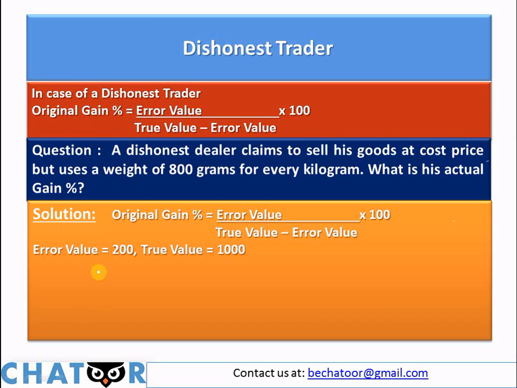So let us now calculate gain percent. Gain percent would be equal to error value, which is 200, upon true value minus error value, which is 1000 minus 200, into 100. This is equal to 200 upon 800 into 100. So this is by 4 and this is going to be cut by 25. So the actual gain percent for the shopkeeper, if he cheats a customer like this, is going to be 25%.